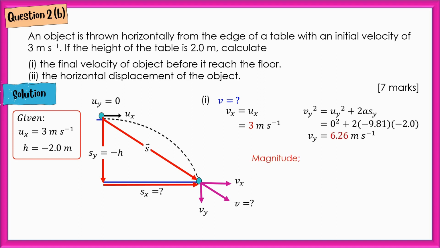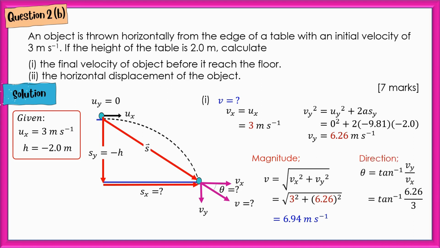For the vy, you need to calculate using the equation vy square equal to uy square plus 2asy. We have the value of uy, which is equal to 0, and a is negative 9.81, sy is negative 2. When you calculate, you get vy is equal to 6.26 meter per second. To calculate the magnitude of v, we will use this equation, and after you substitute, you will get that the magnitude of v is 6.94 meter per second. And for the direction of the velocity, you need to calculate the theta. Theta is equal to 64.4 degree.